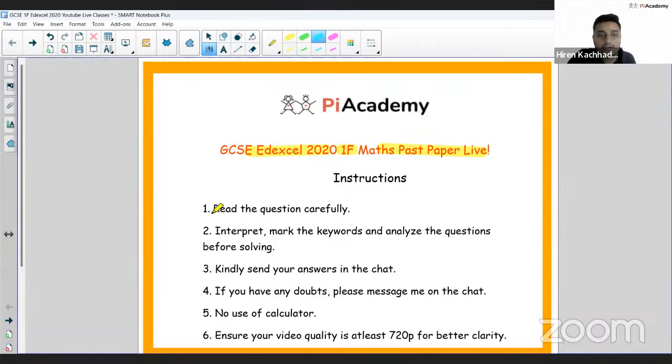Basically, you have to read the question very carefully. After that, you can interpret and mark the keywords and analyze the questions before solving. The next instruction is kindly send your answer in the chat. You can participate in this class by using the chat option where you can send your answer to me. If you have any doubt, please message me on the chat. Since it is paper 1 in a foundation, as we know, there is no calculator allowed in this. So we are not going to use the calculator.